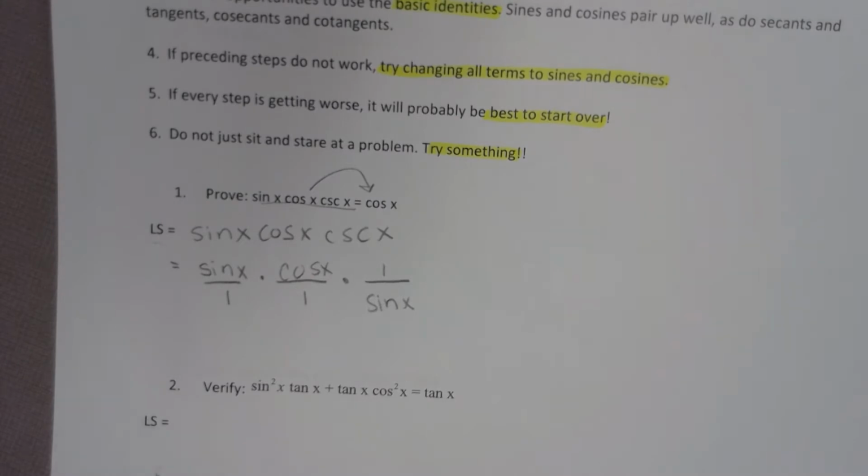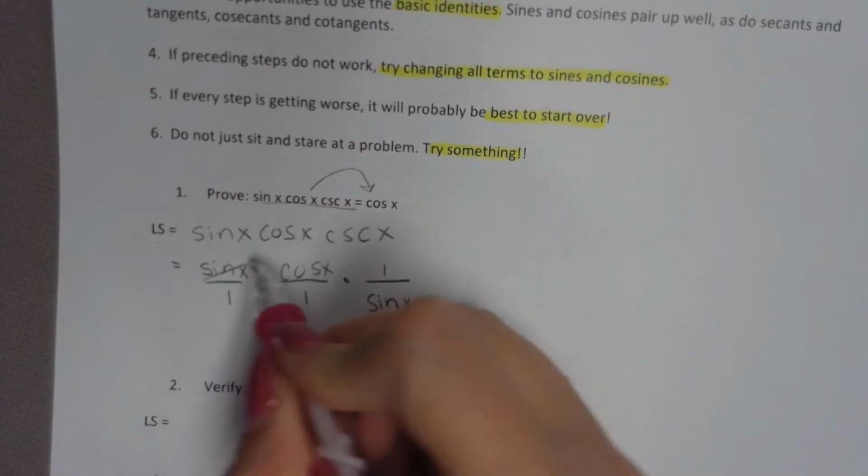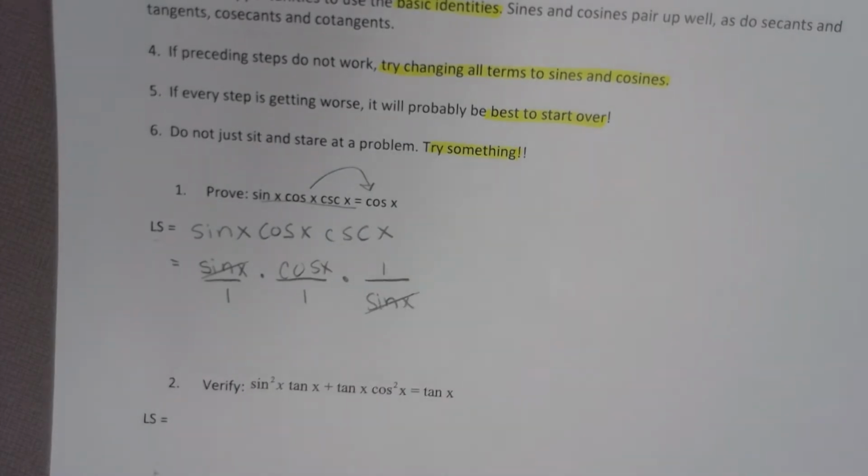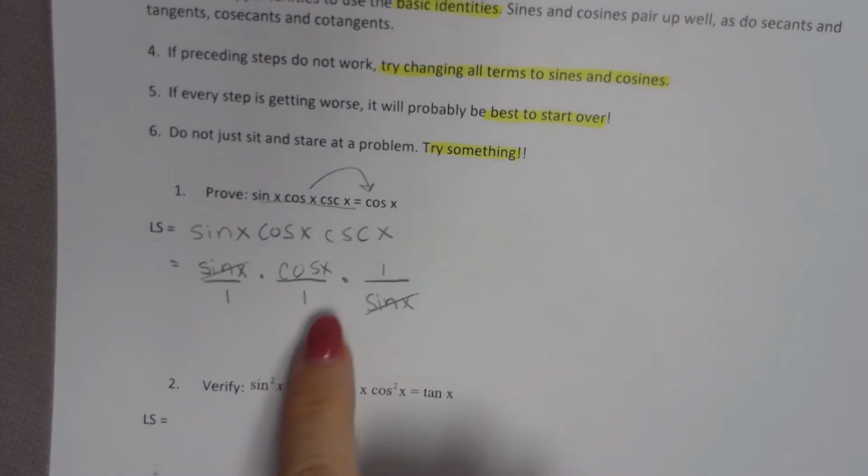Well, remember, when we're multiplying fractions, we multiply straight across, and when we're multiplying, we can cross things off on the top and the bottom. So if we look here, I have a sine on the top and a sine on the bottom, so I'm allowed to cross those out. Now keep in mind, you're only allowed to do that if it's multiplication. If this was addition, we're not allowed to do that.